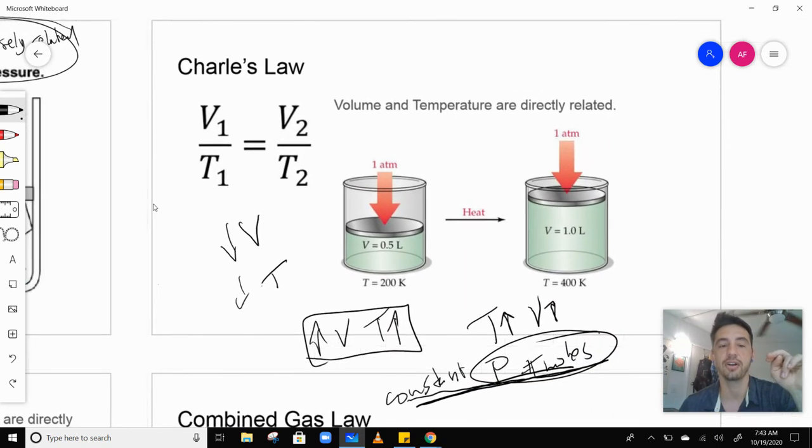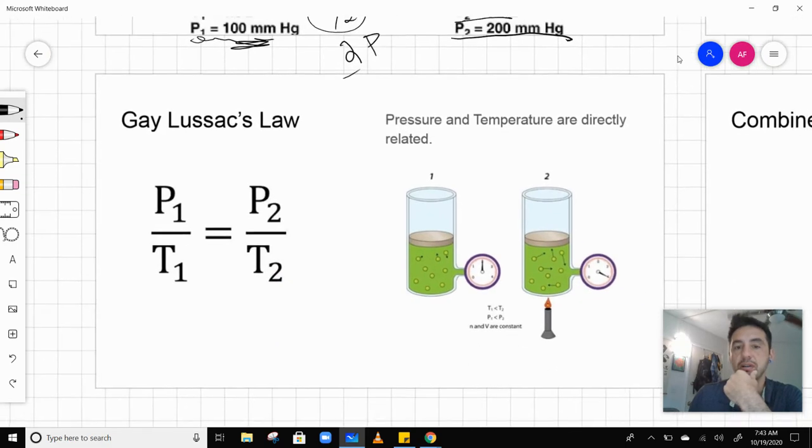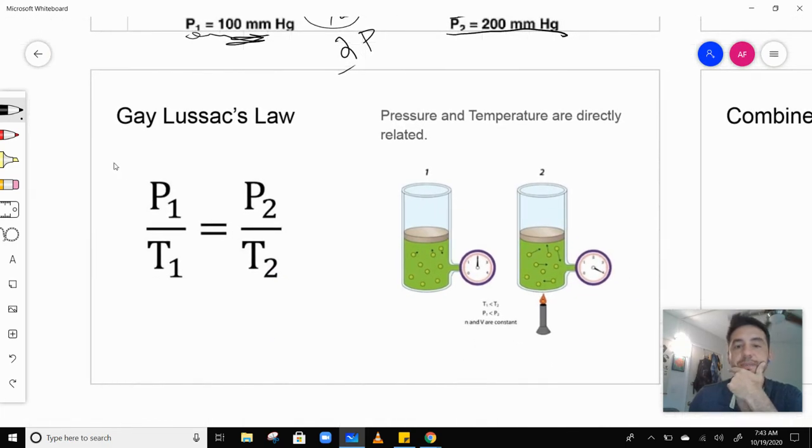Okay, so here volume and temperature are changing, and therefore pressure and number of moles are staying the same. Okay, so as temperature goes up, volume goes up. As temperature goes up, it's going to expand. It's going to get bigger. Okay, if pressure and moles stay the same. Okay, the last one is Gay-Lussac's law.